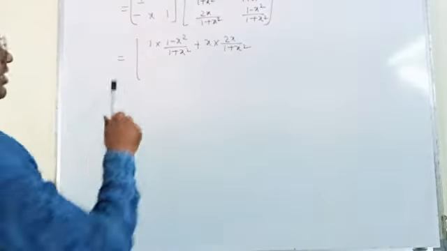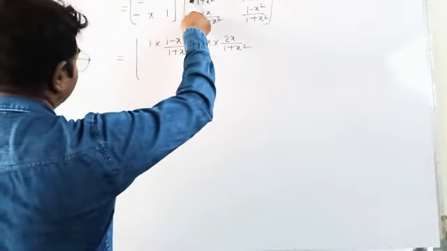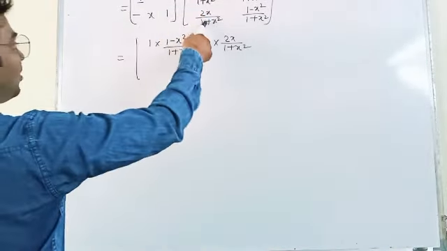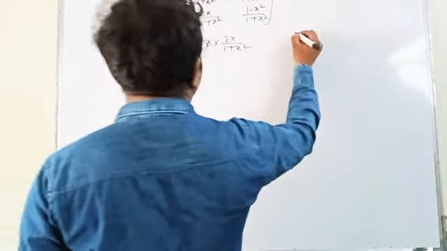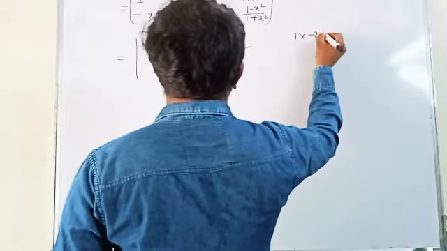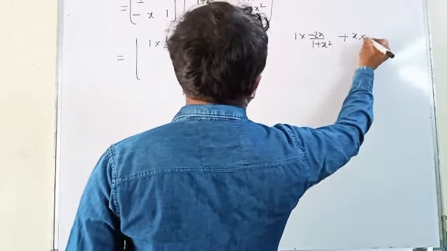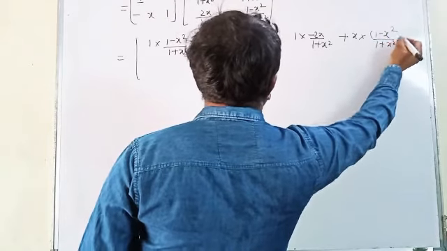As I told you earlier, first row multiplies with first column. It means the first element of the row will be multiplied with the first element of the column, and the second element of the row will multiply with the second element of the column. Next, 1 multiplies with minus 2x upon 1 plus x square. Then x multiplies with 1 minus x square upon 1 plus x square.